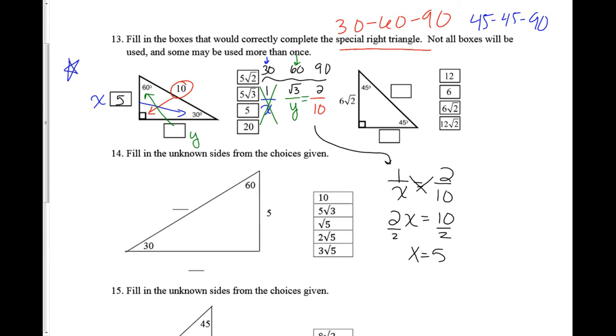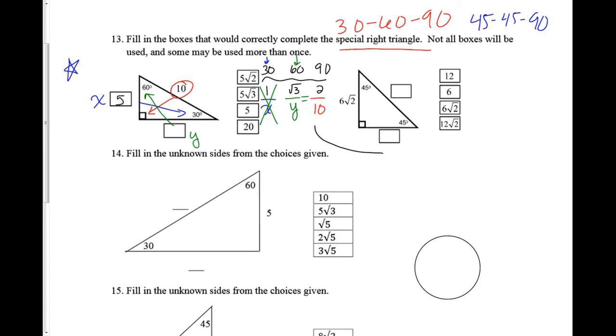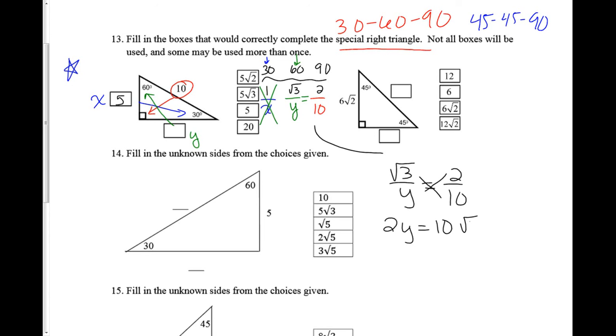Instead, I'm going to use these 2, and I'm going to set them equal. And after I set them equal, I am going to solve for y. So I have the square root of 3 over y is equal to 2 over 10. I cross multiply and get 2y is equal to 10 times the square root of 3. To get y by itself, I divide both sides by 2. That gives me y is equal to 5 square root of 3.